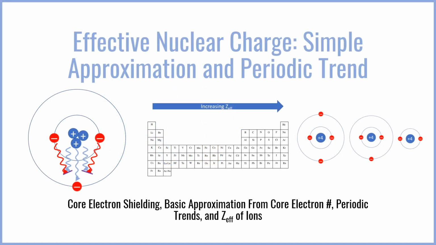In this video, we're going to be looking at the periodic trend of effective nuclear charge using the simplest approximation for the value, which uses just the number of core and valence electrons. Let's go ahead and get started.